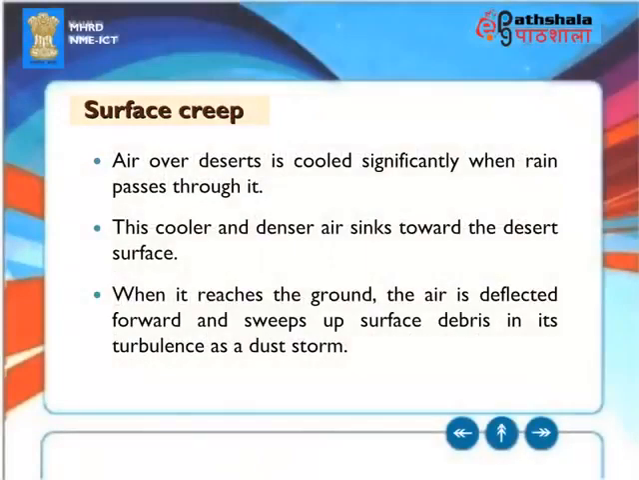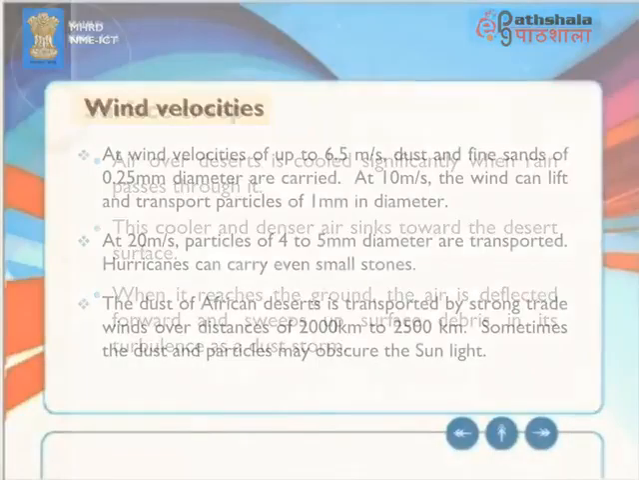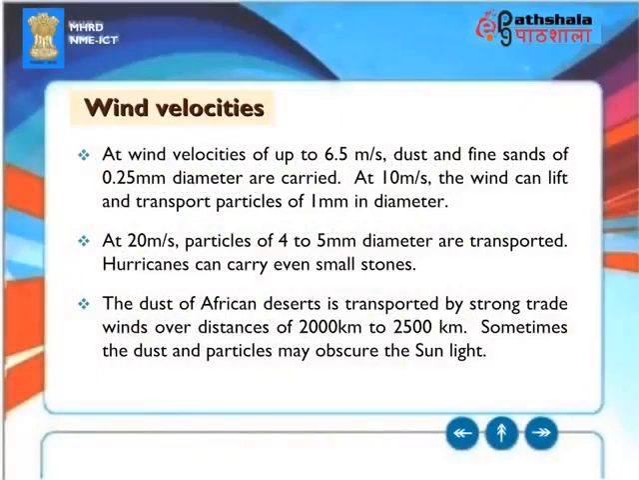Air over deserts is cooled significantly when rain passes through it. This cooler and denser air sinks towards the desert surface. When it reaches the ground, the air is deflected forward and sweeps up surface debris in its turbulence as a dust storm.